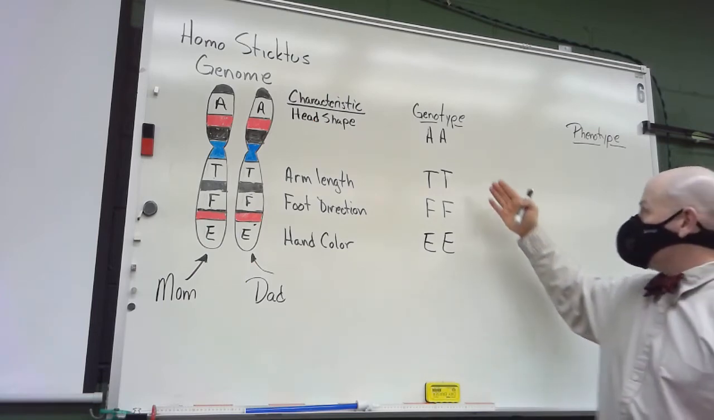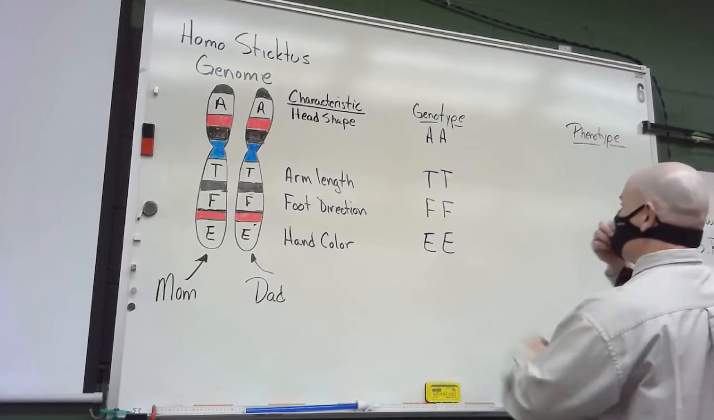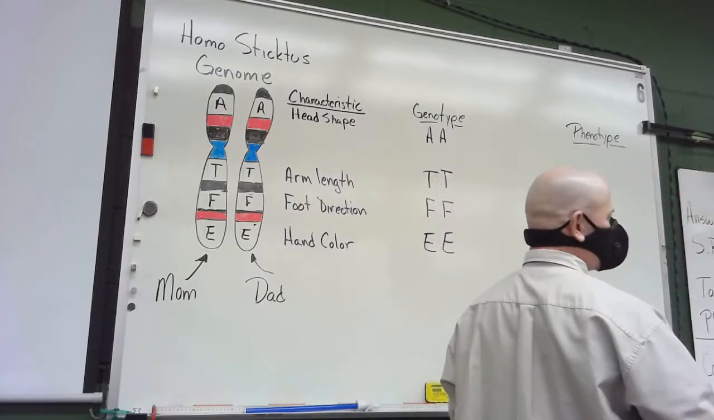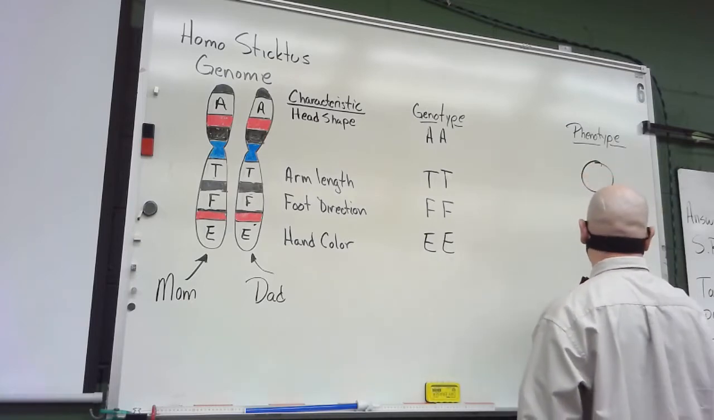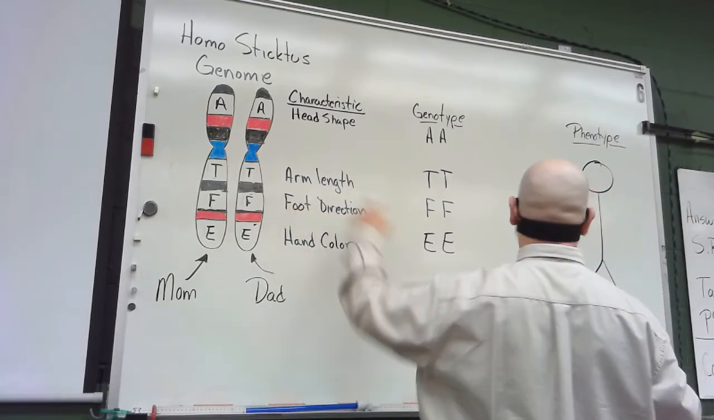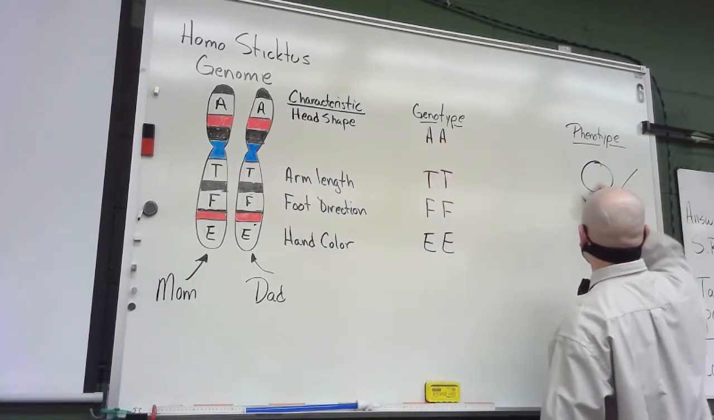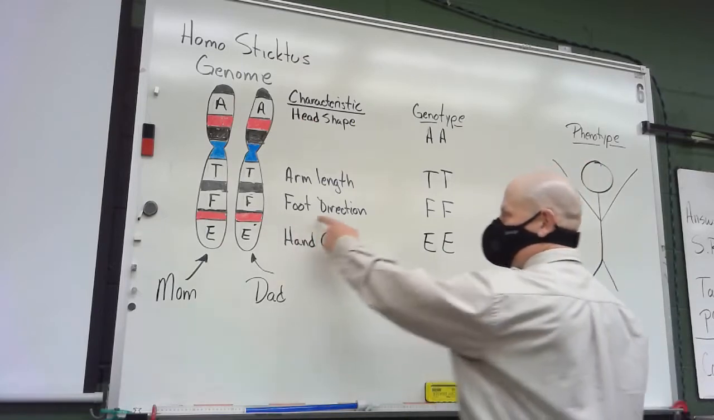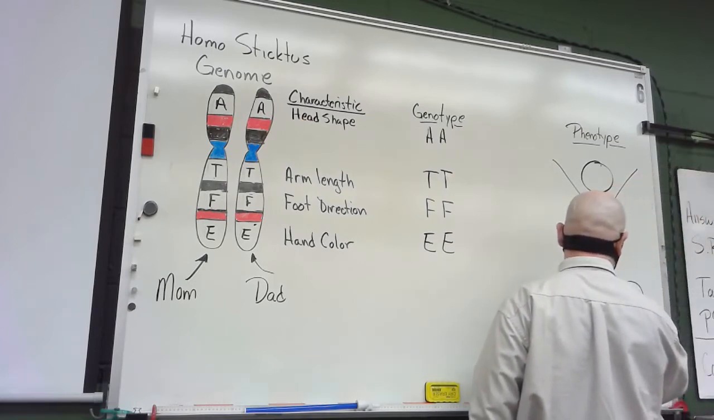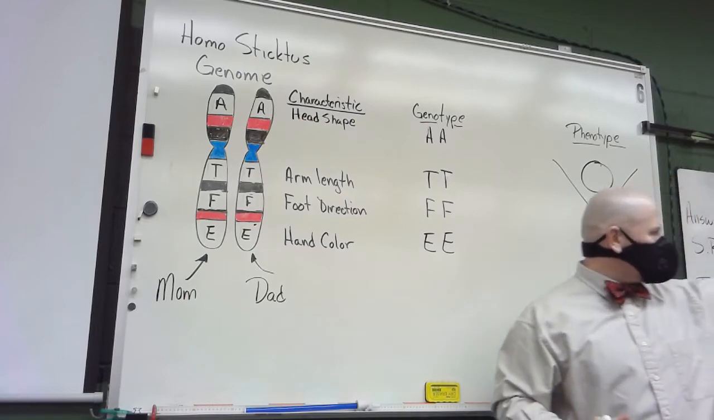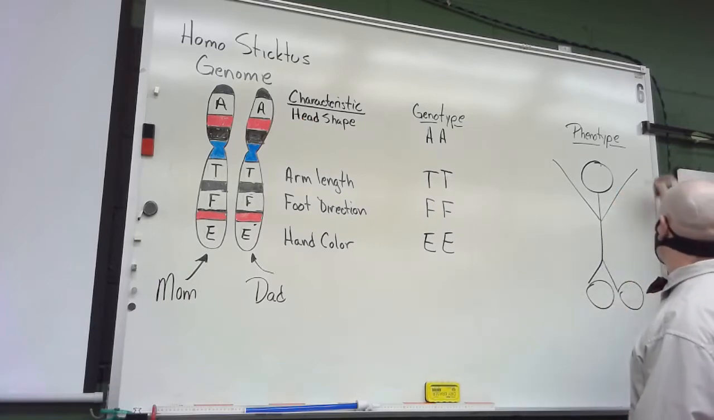But we don't observe the genotype, we observe phenotypes. So let's take a look. We got capital letter A's for a head shape. I look over here at my alleles, it's a circle. Awesome. So Homo Sticktus has a body and some legs, and next is arm length, T. Well, T codes for long. So they got long arms. Interesting. I look at the foot direction, capital F's. I look over here, it says the foot directions are to the right. Then I look, and I see I've got big E's here, and that codes for black hands. Interesting.